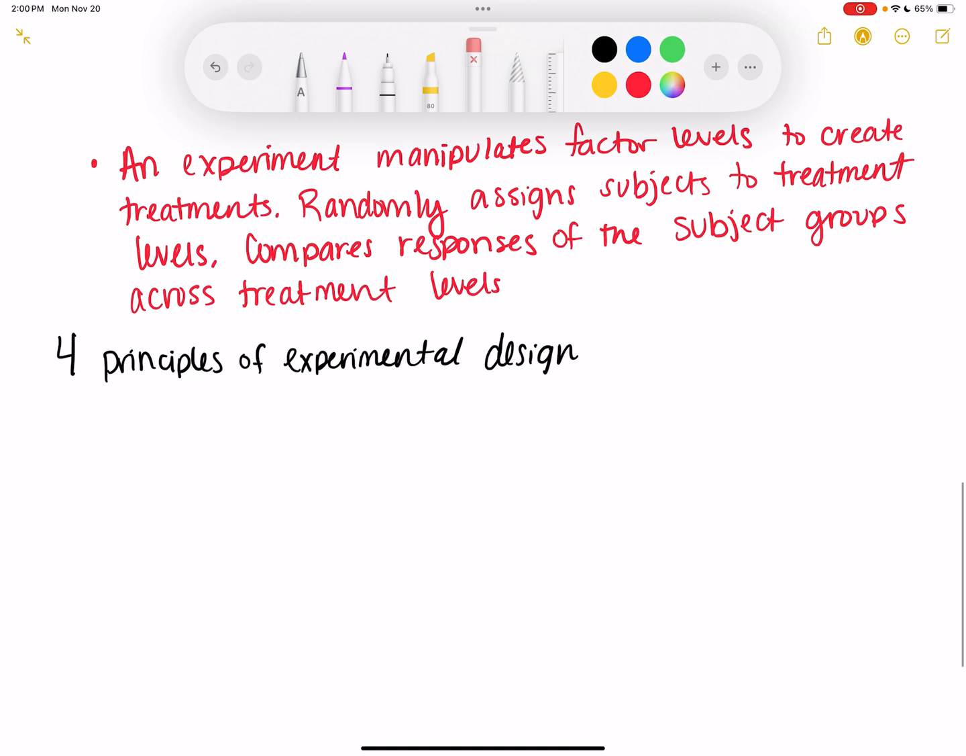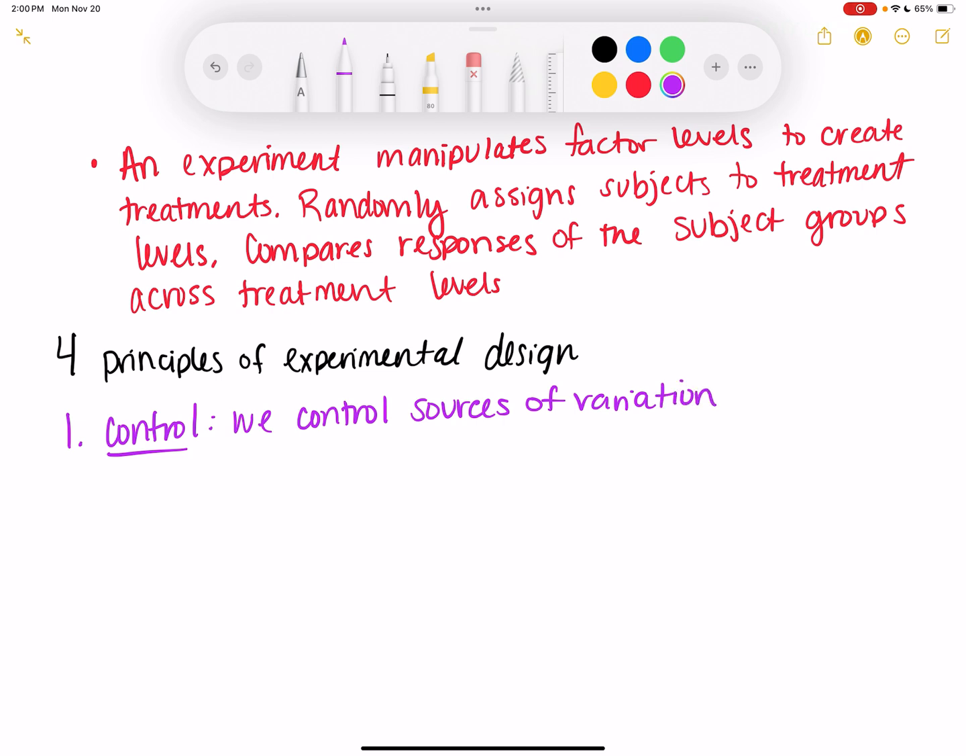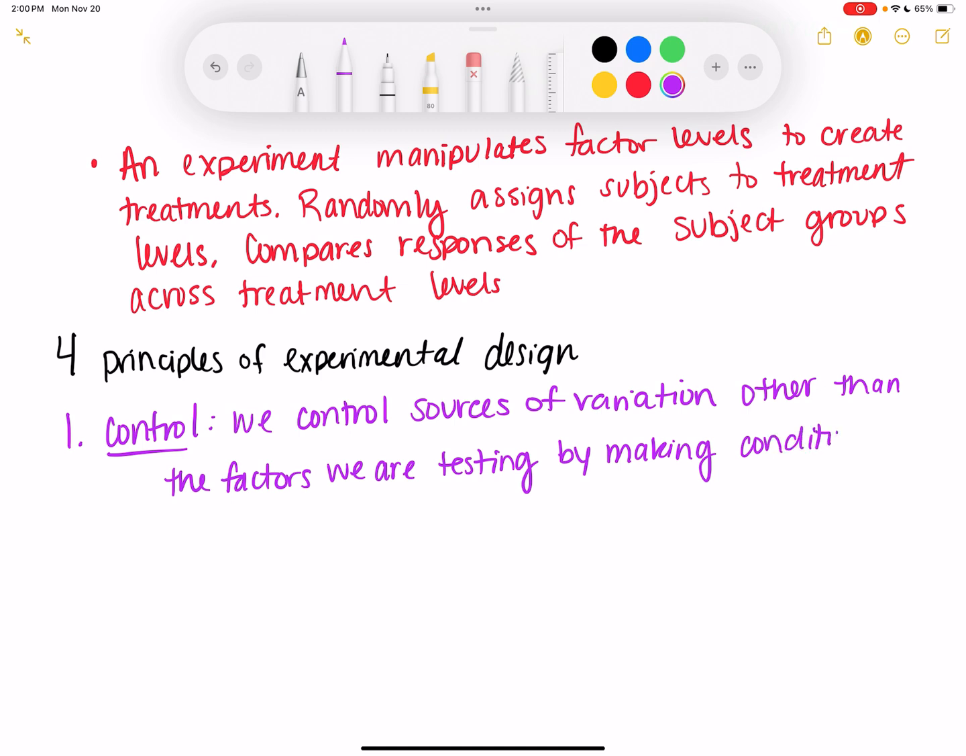All right, the first one. Control. We control sources of variation other than the factors we are testing by making conditions as similar as possible for all treatment groups.